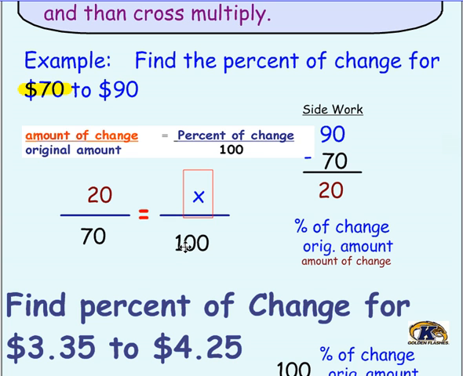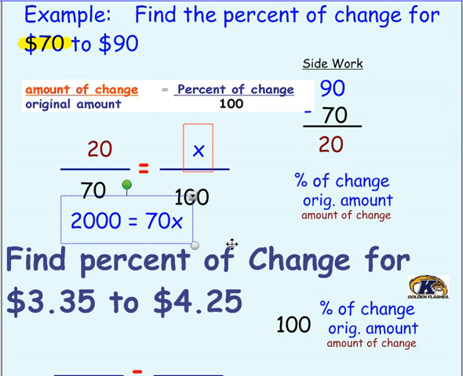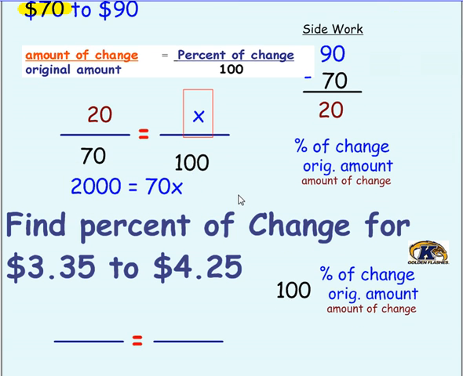So what I'd like you to do is cross multiply, and you should have basically 2,000. I'm multiplying 100 times 20, and you should have that equal to 70 times your x. At this point, you should know to divide by 70. This answer is going to have to be rounded to the nearest hundredth. On your calculator, you should have 28.57 percent. So there was an increase in the price of about 28%. That's the markup on this particular item in that particular week.